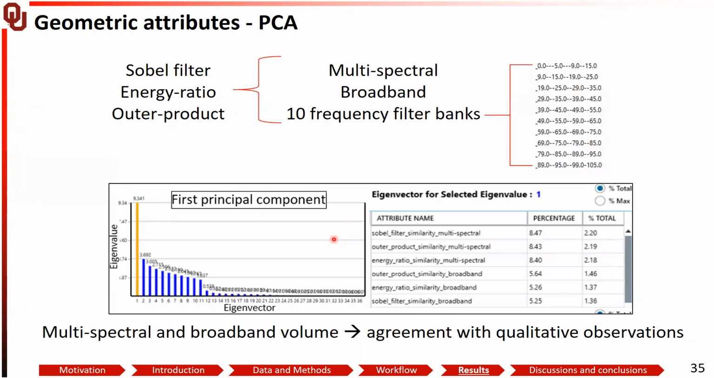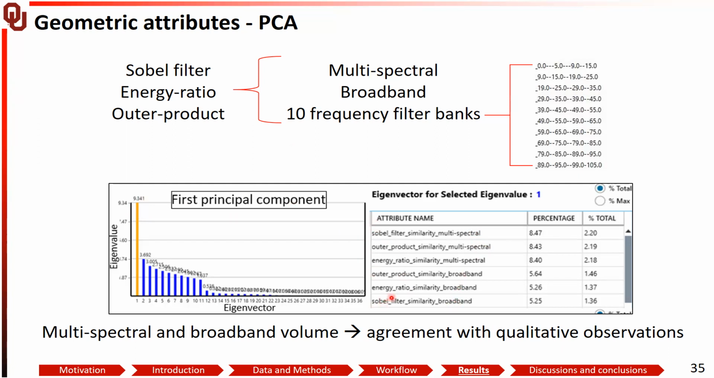For the PCA, I got a better response with the geometric class, and this slide shows one example of an exercise that I did. I used these three attributes having different inputs: the multispectral, the broadband, and different frequency filter banks that I'm showing here. Each one of these I used as one input. After doing the PCA, we are able to highlight the volumes with the higher variability. Here I have the first principal component, and if you look at the volumes that have a strong contribution, we can see that they are the multispectral and the broadband volumes, these first six volumes with the higher contribution.